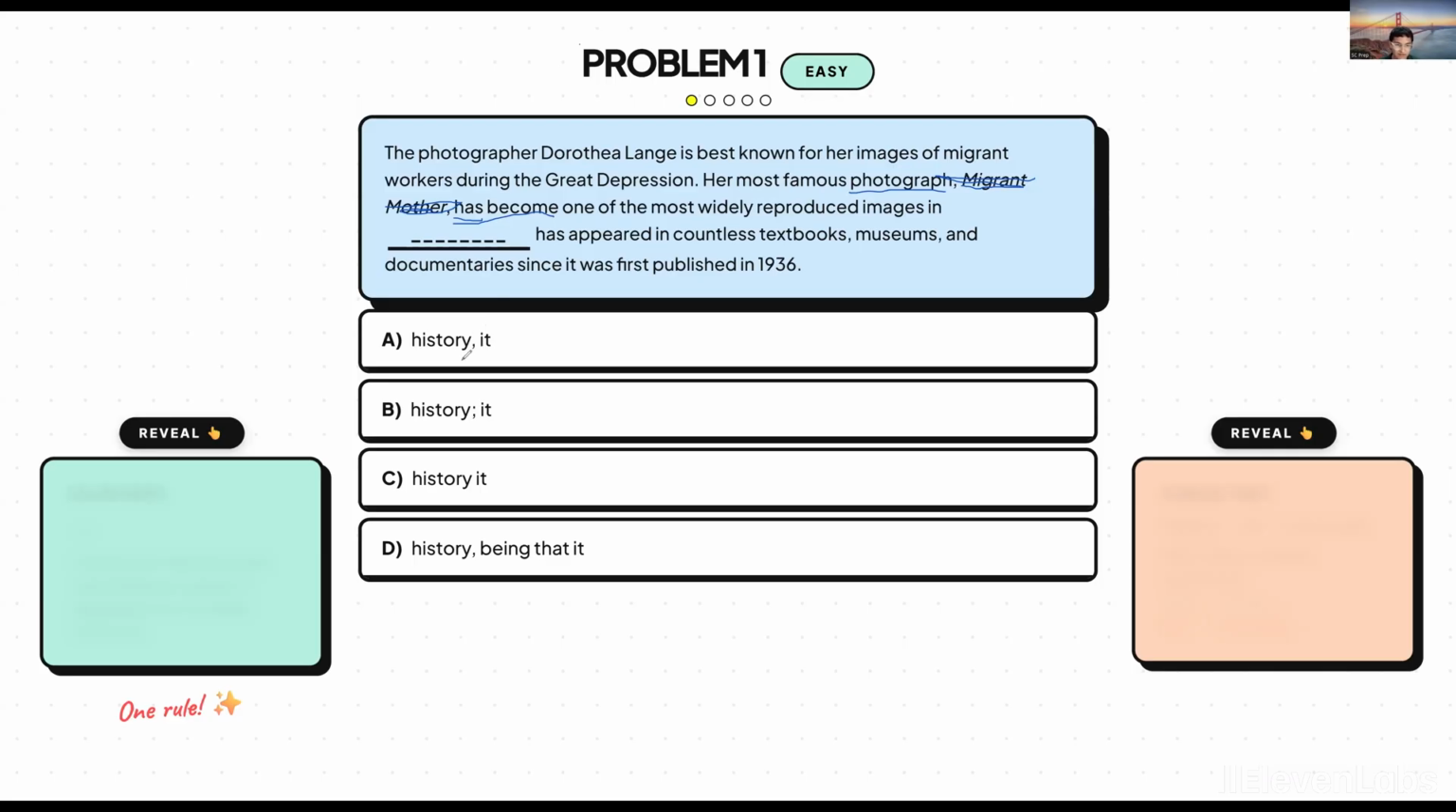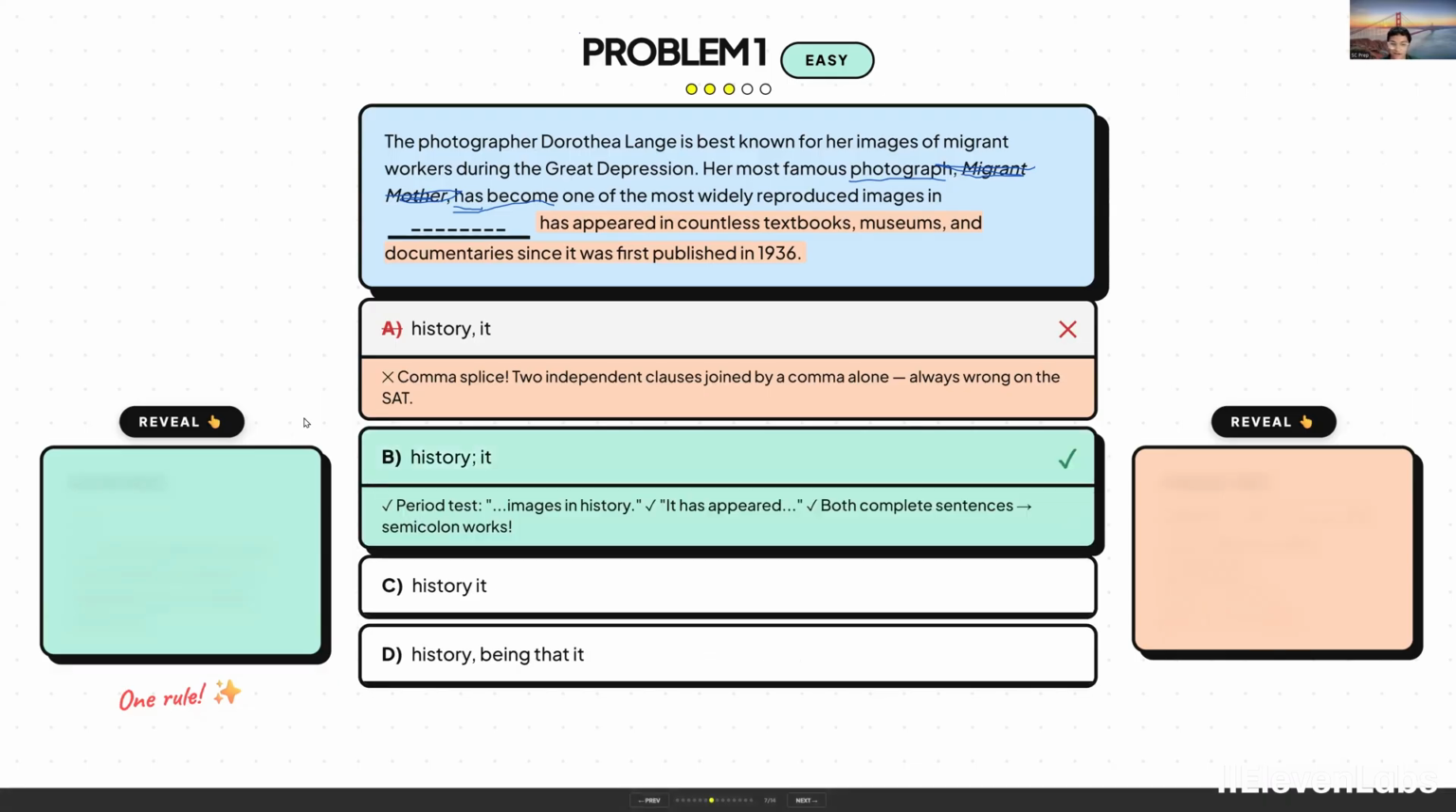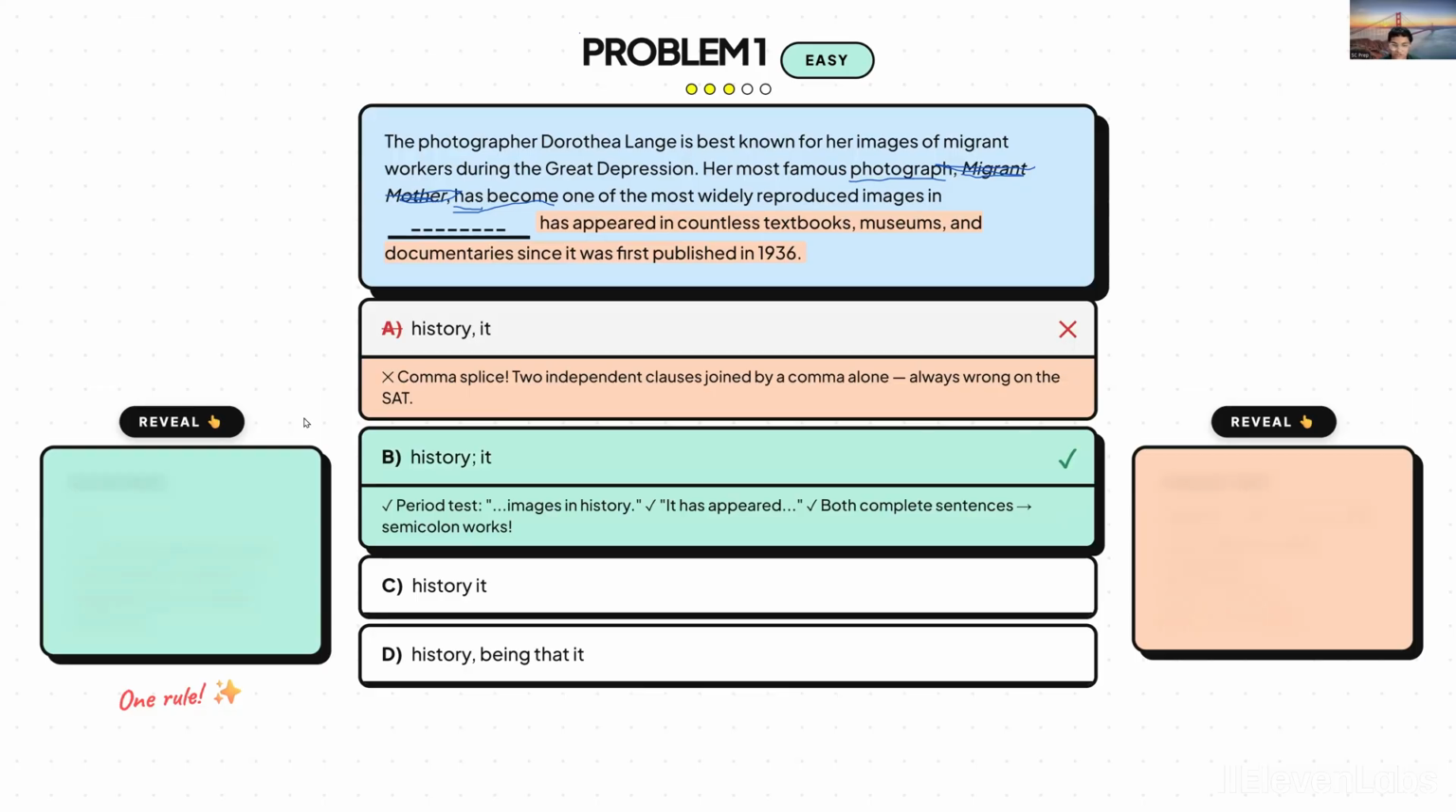So let's take a look reading it with it. It has appeared in countless textbooks, museums, and documentaries since it was first published in 1936. It is going to be the subject of this sentence since it's referring to the photograph in the previous one, and like the previous sentence, we have has again as the verb. So we can already tell that B is going to be the right answer. So let's look at why A is wrong once again. You have the comma splice where you're trying to join two independent clauses by a comma alone, which is always going to be wrong. And then B is correct since we're joining two complete sentences with the semicolon.